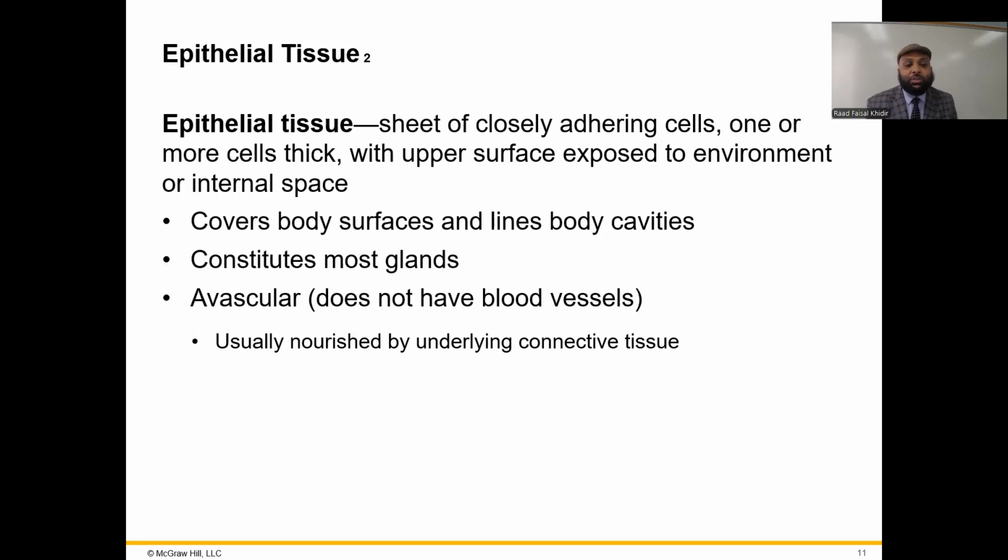It constitutes most glands. So if they ask you on the exam, the glands are made up of what kind of tissue? Connective tissue? Are they made up of epithelial tissue, muscular, or nervous tissue? The glands are made up of what kind of tissue? Epithelial tissue. But does that mean the gland is not influenced by the other tissues? Of course not. The other tissues influence one another.